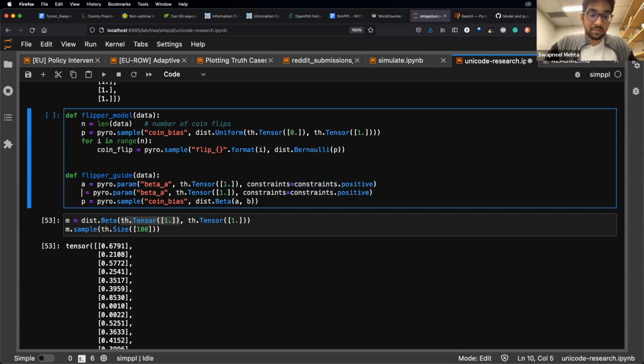So these A and B might change. Like we said, we've defined a starting point for beta A and beta B, which gives us a uniform prior. But because of learning, that prior can be changed into a sharper distribution. So that can tell us what values of coin bias are more likely than the other values, which is what learning is defined as.